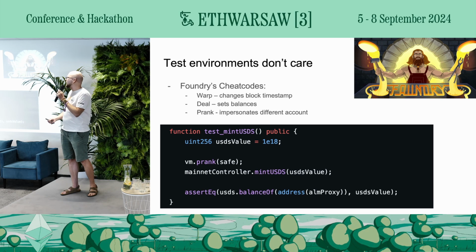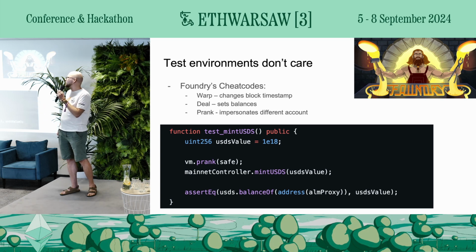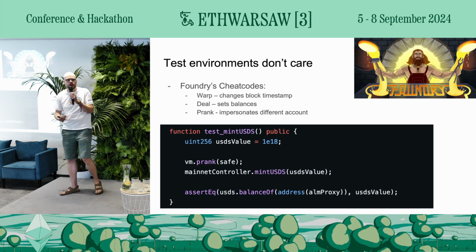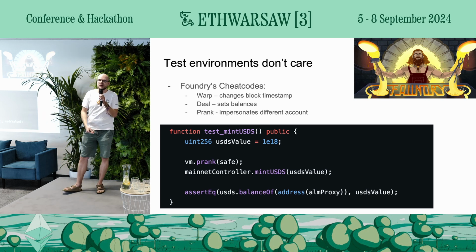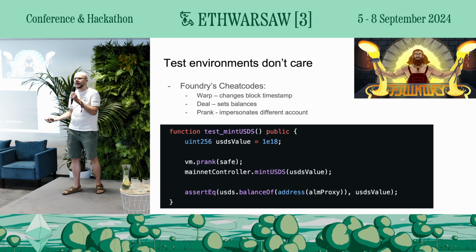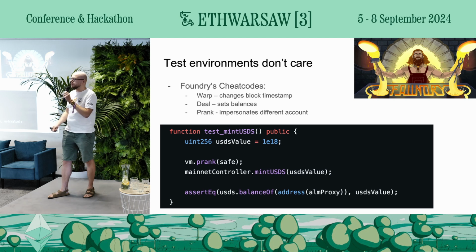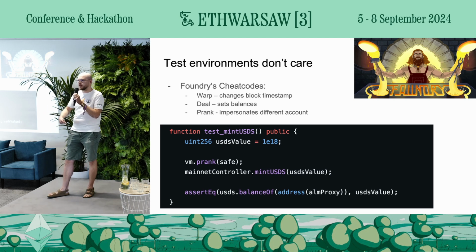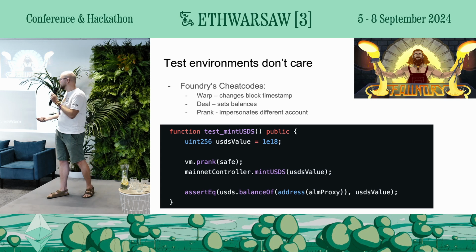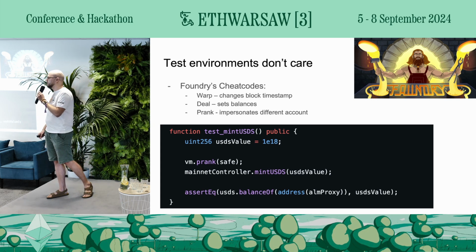For example, we can warp the time, which means moving the block timestamp that we're currently operating on. This is useful when our smart contract has some kind of locking mechanism, where something happens only after a certain date, right? So we can do that. We can deal tokens, which means minting tokens out of thin air. It applies both to ERC20s and to native token balance like ETH.